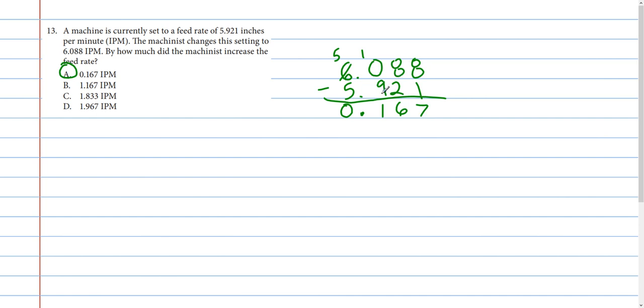Over here, 0 minus 9, we have to borrow from the 6. Cross it out and make it a 5, and bring over those 10, and we get 10 minus 9, and we get 1. And 5 minus 5, we get 0. So we get our answer there, 0.167.